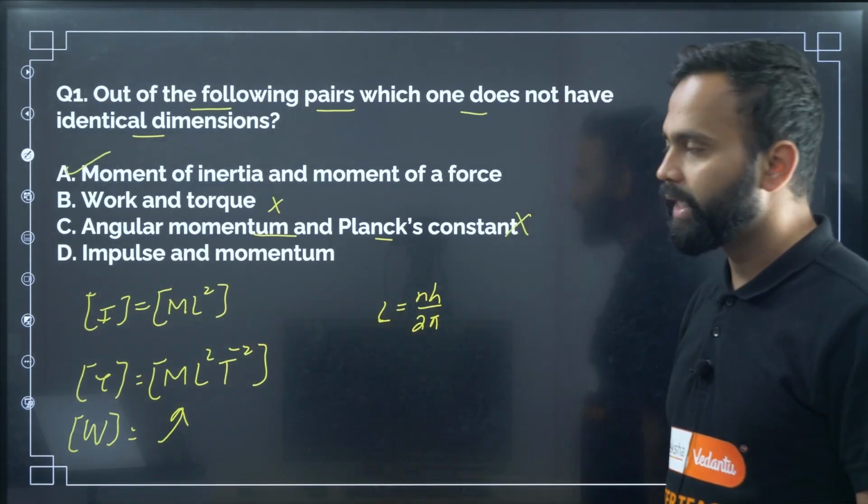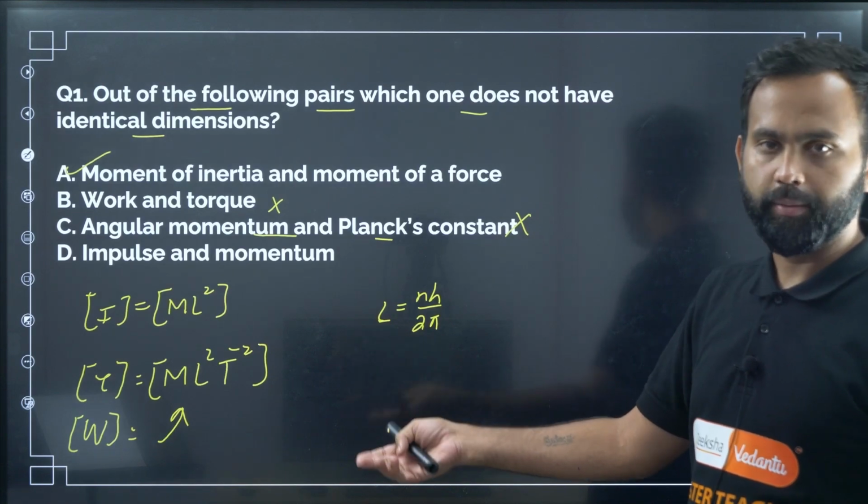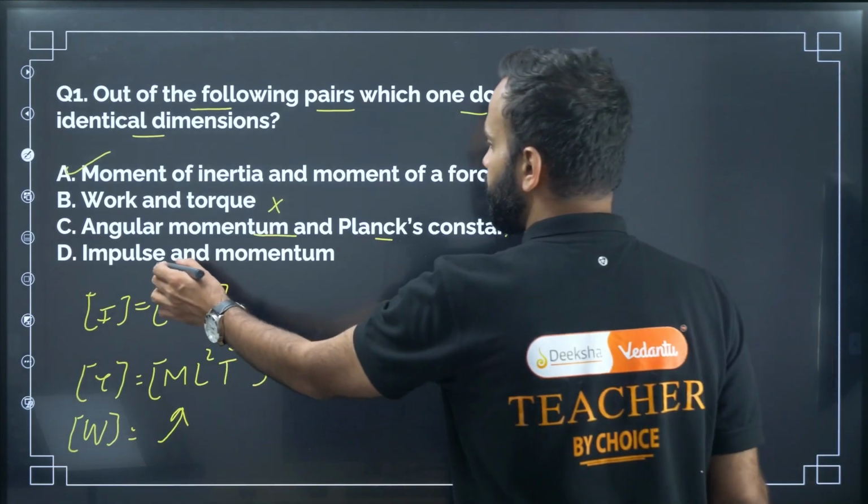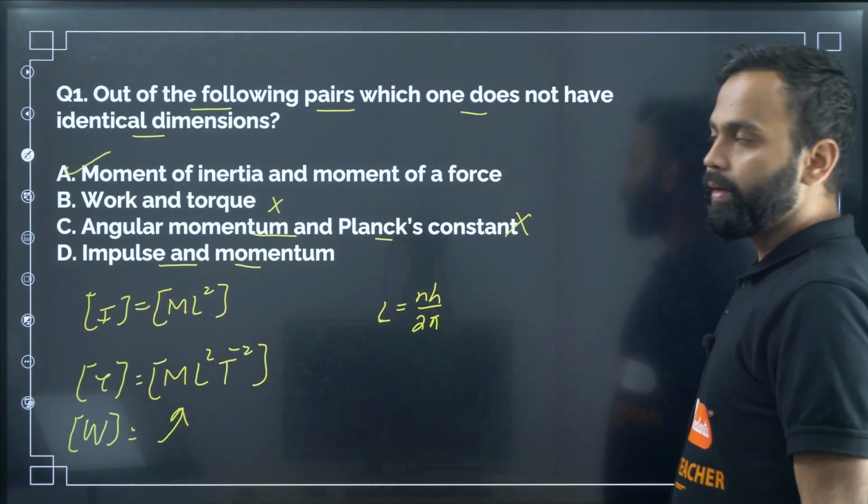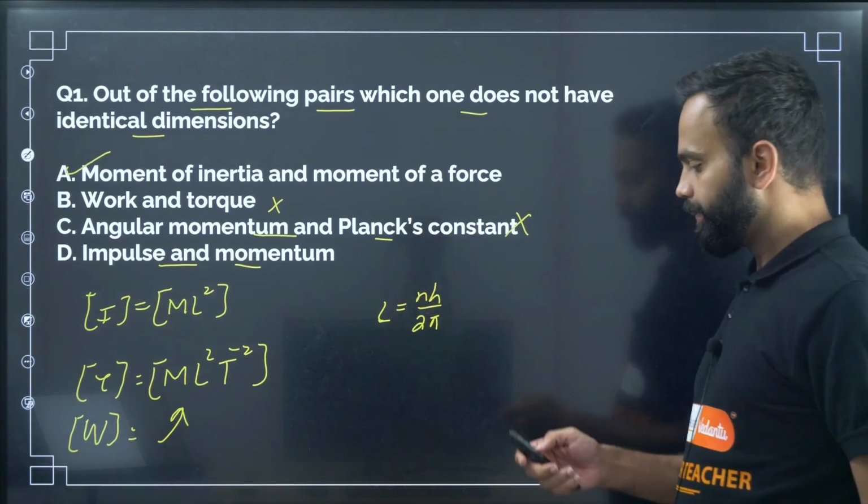Option D, impulse and momentum. Impulse is nothing but change in momentum, right? So the dimension formula of impulse is the same as the dimension formula of the momentum. So the correct option is A.